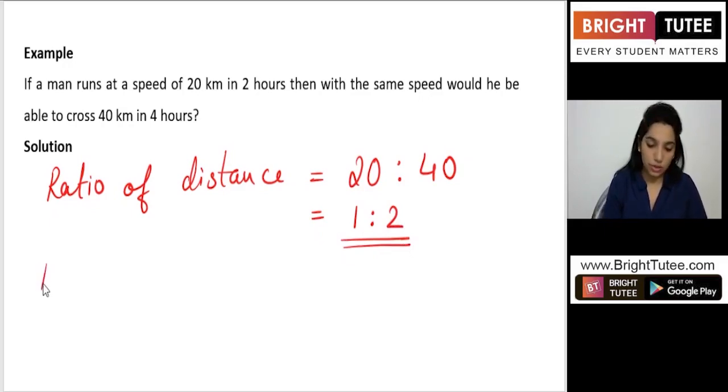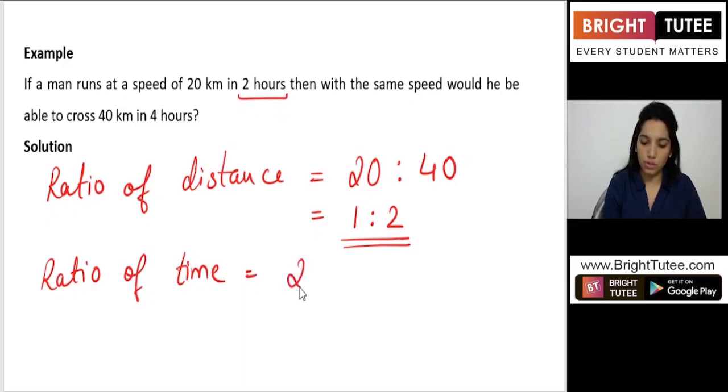Now let us check the ratio for time. So ratio of time. In the first one, we are given 2 hours and in the second one, we are given 4 hours. This is in hours, and because this is a ratio, we are not going to write any unit with it. Now we can simplify this given ratio. It comes out to be 1:2.